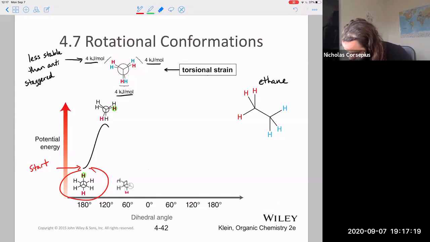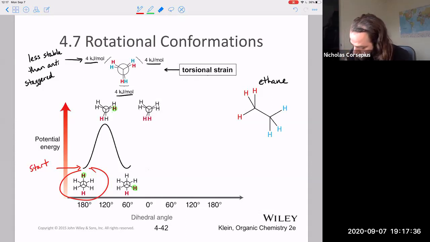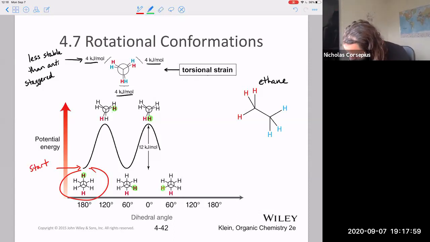All right, and then I'm going to keep on rotating it. So now following the same front red hydrogen, that's going to come down here. Now I have a new staggered conformation. So the energy drops back down to where it was before. And then I'm going to keep going. Now I have my two red hydrogens that are eclipsed. Here's again my front one. And what's going to happen? Again, the energy is going to increase, and it's going to increase by exactly that 12 kilojoules per mole, right? 4 kilojoules per mole for each of those eclipsed carbon-hydrogen bonds.